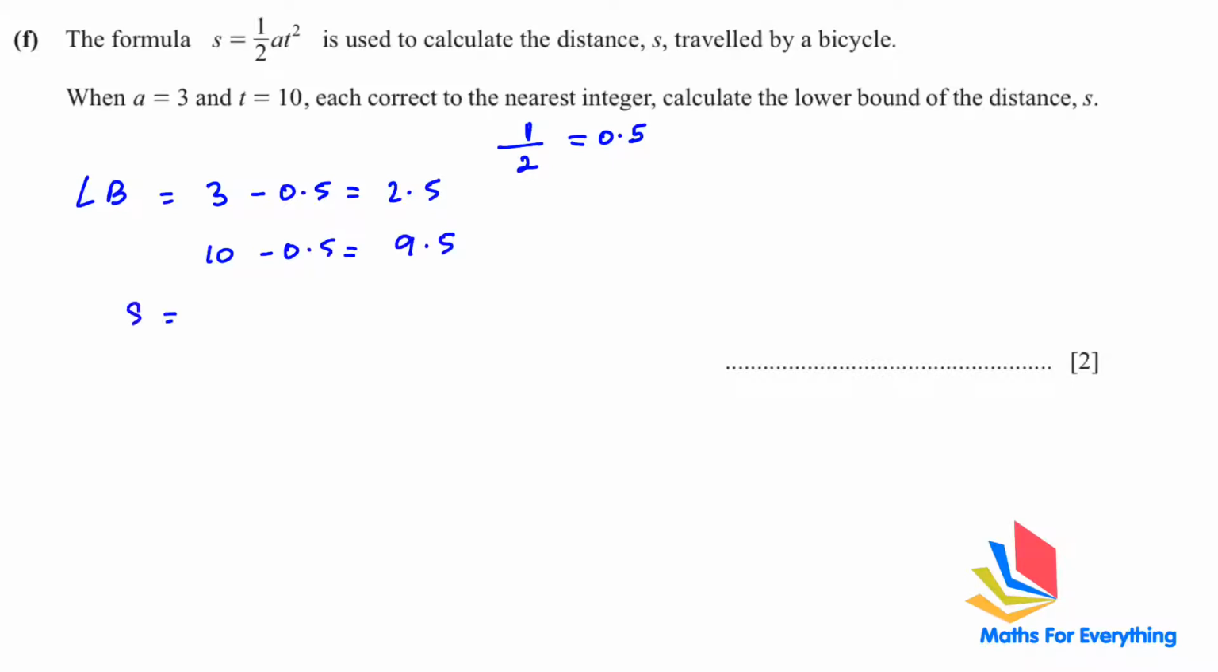Now we have to substitute in the formula. So half times 2.5 times 9.5 squared, and we will get the answer 112.8125. In lower bound and upper bound questions, write all the decimals and everything that you get. Suppose if this was an upper bound, then instead of subtracting, we would have added this value.